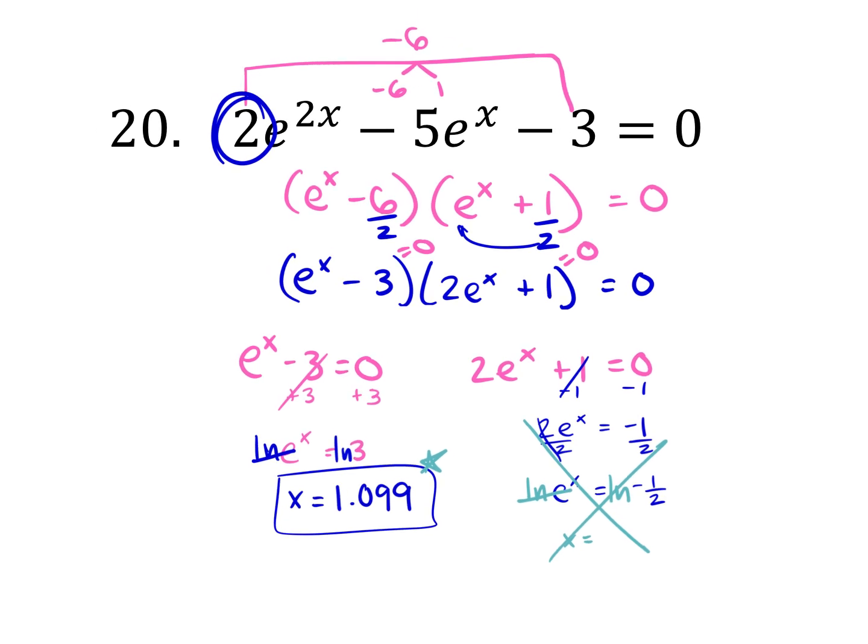So anytime you see a question that has e to the power of 2x and an e to the power of x, we can't combine these because they're not like terms. So you want to factor. So keep that in mind for the test tomorrow.